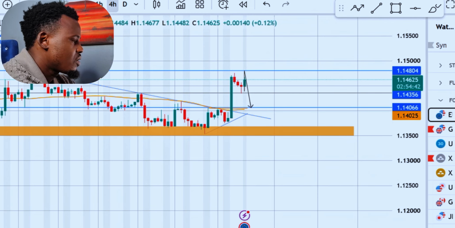Now let's mark out the levels that the trend line touched, right? We have our first level, 1, 2, 3, and we have 4.